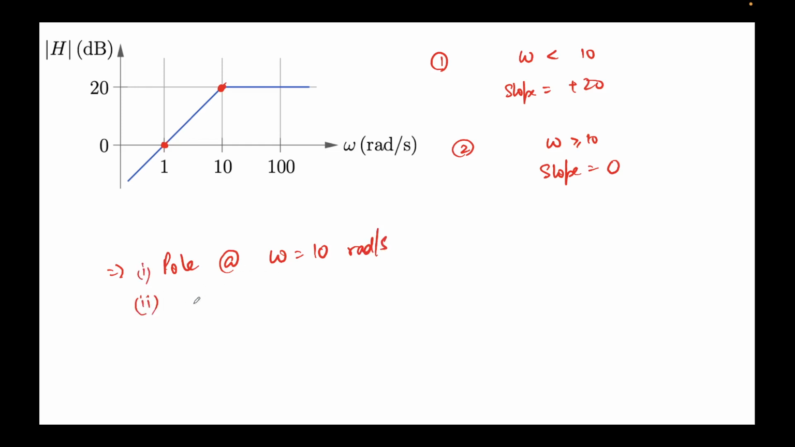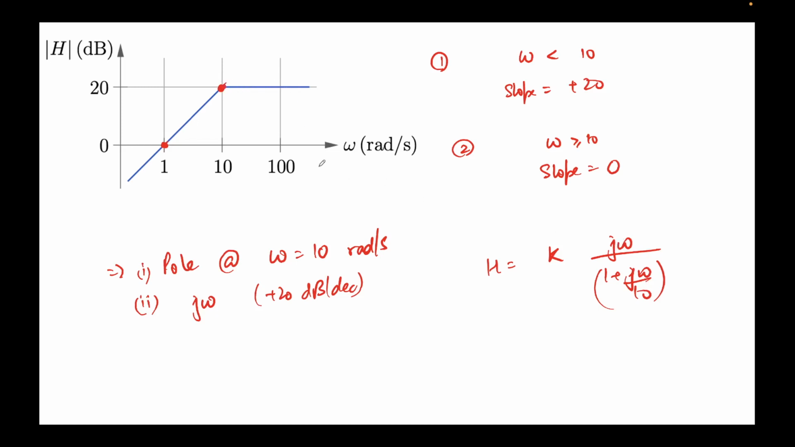Second, there is a j omega term in the numerator. Why? Because the slope at low frequencies is plus 20 dB per decade, and plus 20 dB can be introduced by the j omega term. So my function would be of the form some constant k times j omega over 1 plus j omega by 10. You can see that this will introduce a pole at omega equal to 10 with a slope of minus 20, and this has a plus 20. So after this point there will be 0 slope, which we can see here.